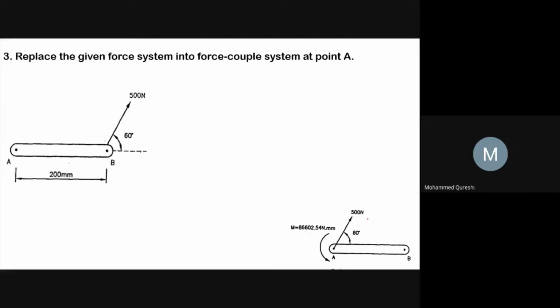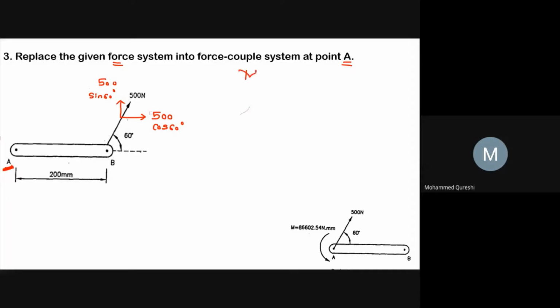In this example, we have to replace the given force system into force couple system at point A. Means we have to replace 500 Newton force at this point. As the 500 Newton force is inclined and it is making an angle of 60 degree with the horizontal x-axis. So let us split in two components. Your first component will be 500 cos 60 and your second component will be 500 sine 60 degree.